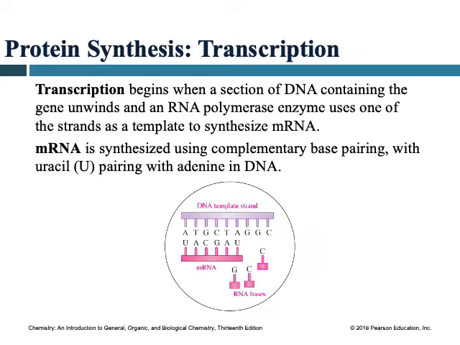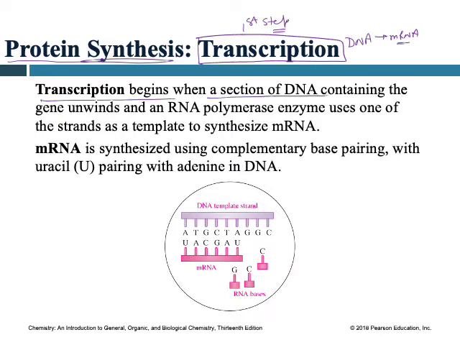So let's start with protein synthesis first. The first step in protein synthesis is transcription. And we know transcription is from DNA to mRNA. Transcription begins when the section of DNA containing the gene unwinds and the RNA polymerase enzyme uses one of the strands. So what does it mean?